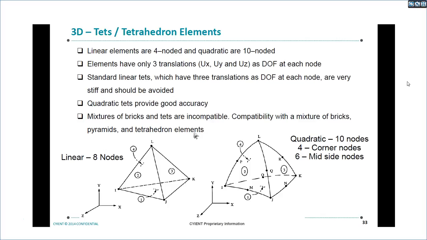So this can be avoided if you use another type of formulation, that is pyramid. Pyramid will have a square base and tria faces. Okay. So a combination of quad plus tria plus pyramid will have compatibility. So that is the statement here.